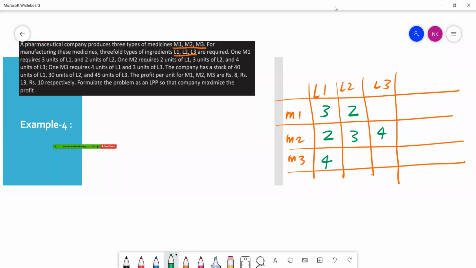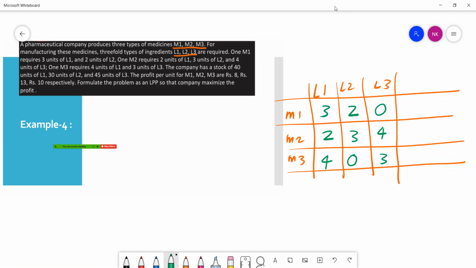Okay, I'm over here. It requires 4 units of L1 and 3 units of L3. So if I can see over here, the remaining blocks are empty. I'll be putting 0 here because M1 doesn't require the ingredient L3, and M3 doesn't require the ingredient L2. So I will be putting 0 over here. By default, there would be 0.